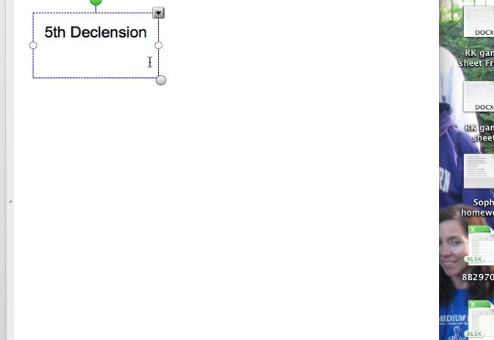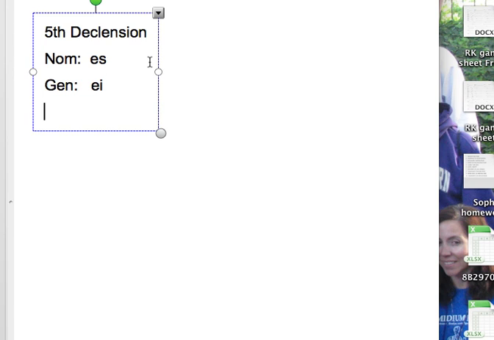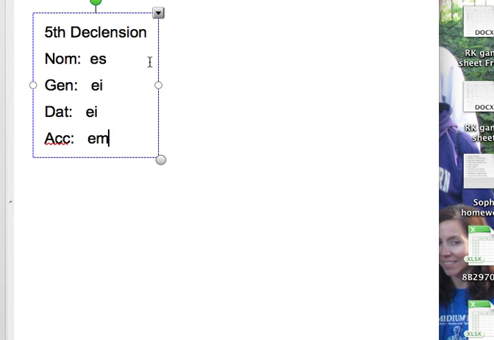So, what does this chart actually look like? In the nominative singular, we're going to end up with res. In the genitive, we're going to end up with rei, just like we see in the dictionary entry. In the dative singular, we're going to end up with rei, again, just like the genitive. In the accusative singular, we're going to end up with rem. Not a major surprise here. And in the ablative singular, I'll bet many of you can predict this. It's usually just a vowel, and here it's going to be the one vowel that predominates the fifth declension, the letter E.